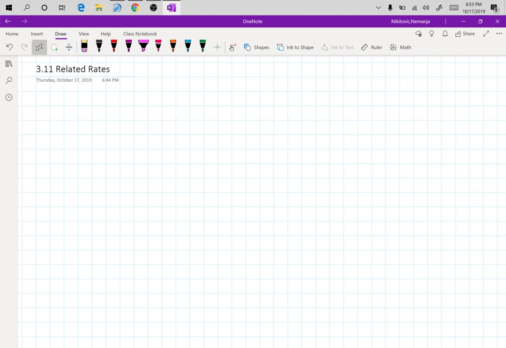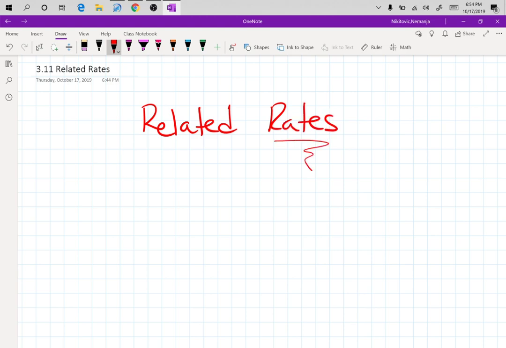These are 100% word problems, and we are going to use implicit differentiation to solve problems. Now, the key phrase over here, the title, related rates. The word rates has the derivative coded in. So if I have dy dx, that's a rate of y changing with x, right?